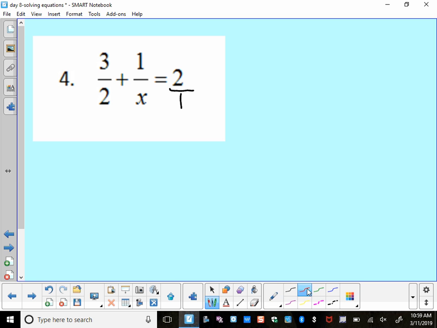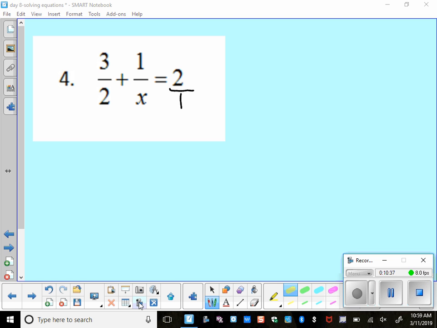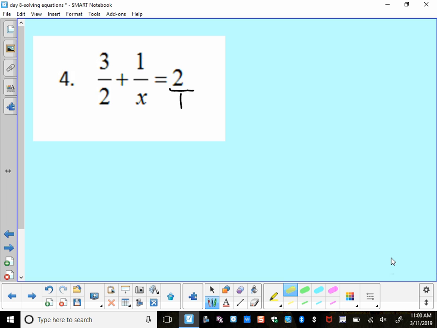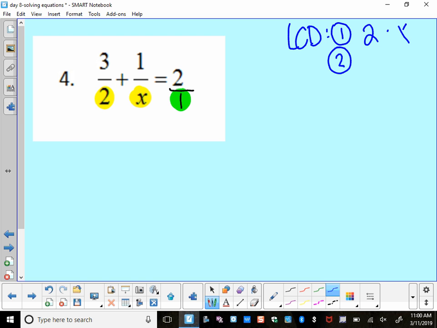What I want you guys to get into a habit of doing is to see that everything to the left of the equal sign is basically one fraction. Everything to the right of the equal sign is basically one fraction. So when we do our LCD, we should always only have 2 denominators that we're trying to compare. I have my first one and I have my second one. My first denominator, I have 2 and I have x. So let's write 2 times x.